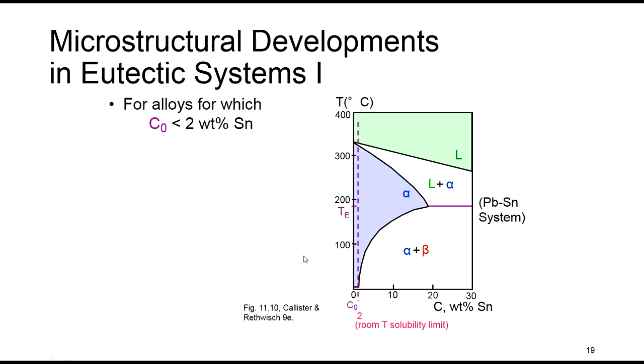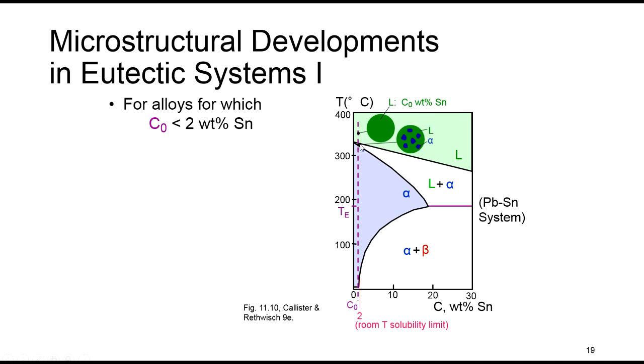The first case is when the composition percent of tin atoms is below 2%, so this line here, and we will see what's happening in the microstructure of the system. Of course, at higher temperature, where we are dealing with the liquid phase, we only have this one phase, and the composition weight percent is 2.